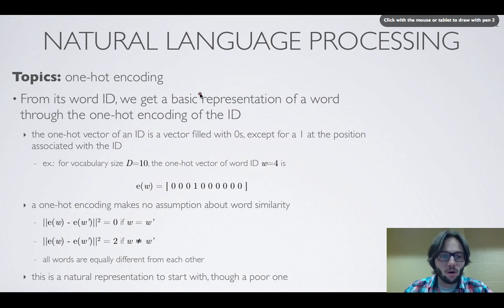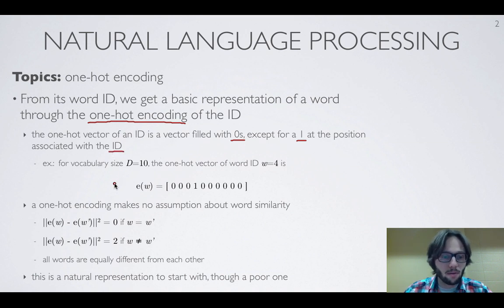if we want to do some machine learning on top of words. So the one-hot encoding, like I said, is just a basic representation for representing a word as a vector. It simply corresponds to taking a vector, filling it with zeros, and then putting a 1 only at the position corresponding to the ID of the word.